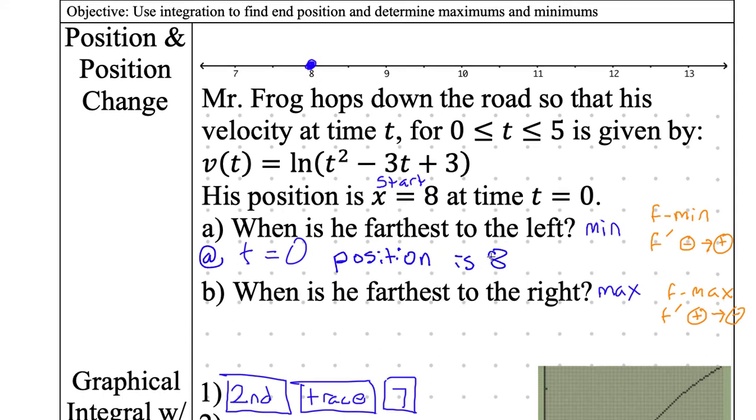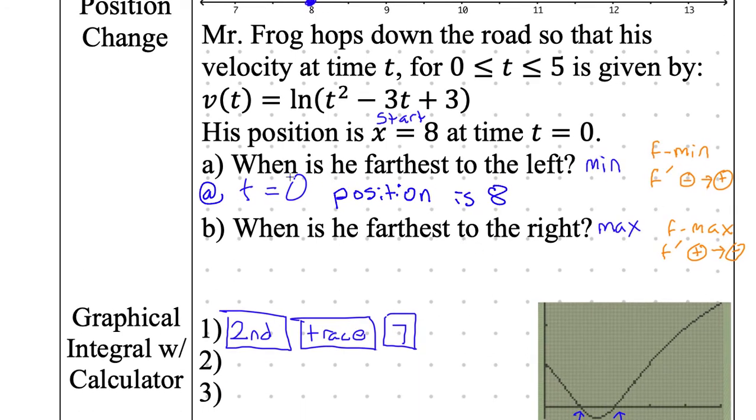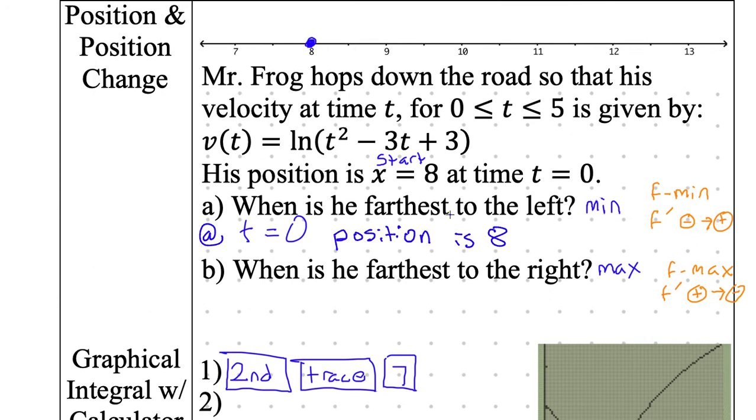Usually on the AP test, whenever it asks when is it farthest to the left or where is the most farthest to the left, somehow just say the time and the position every single time, because a big error that I had last year and the year even before that was people would say, when is he farthest to the left? Oh, 8. No, that's not when. When is t equals 0? So as long as you're saying position is 8 and time is 0, you're answering both parts. You'll never make that mistake.